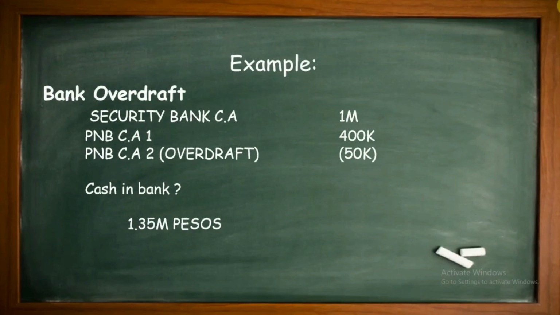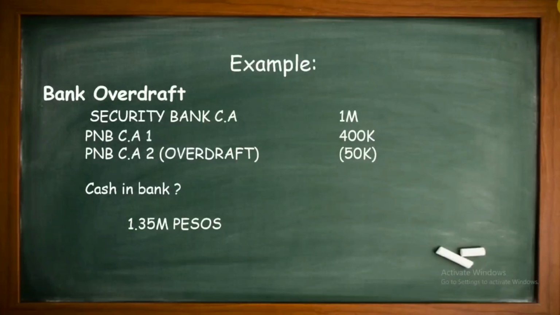So, example dito is bank overdraft, Security Bank, current asset 1 million pesos, PNB current asset account 1 is 400,000 pesos, PNB current asset account 2, which is overdraft siya, is 50,000 pesos. So, ano ba yung cash in? Magkano ba yung cash in bank? Ang bank overdraft generally current liability.